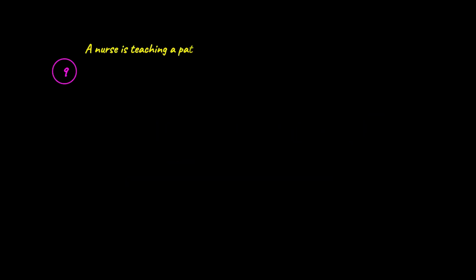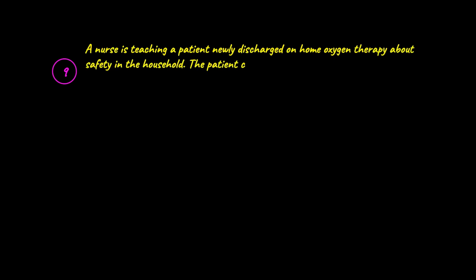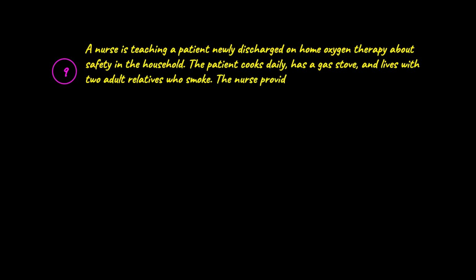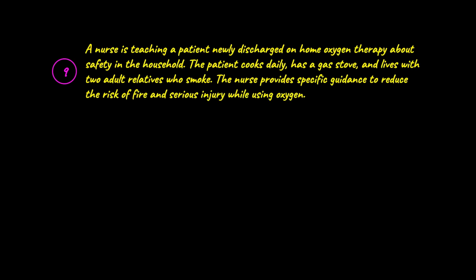Question 9. A nurse is teaching a patient newly discharged on home oxygen therapy about safety in the household. The patient cooks daily, has a gas stove, and lives with 2 adult relatives who smoke. The nurse provides specific guidance to reduce the risk of fire and serious injury while using oxygen.